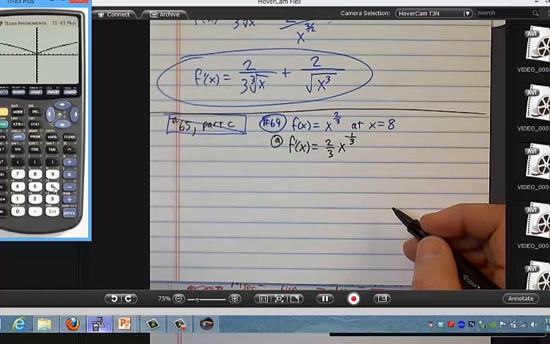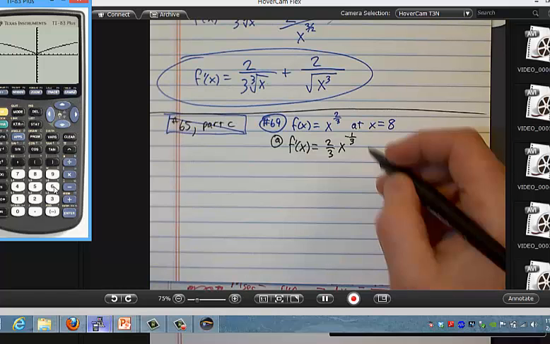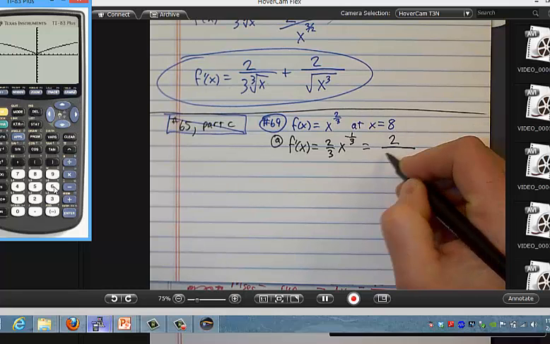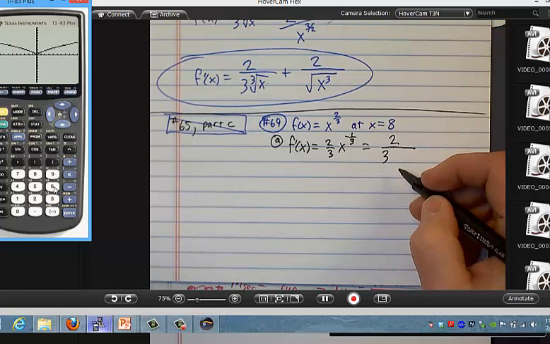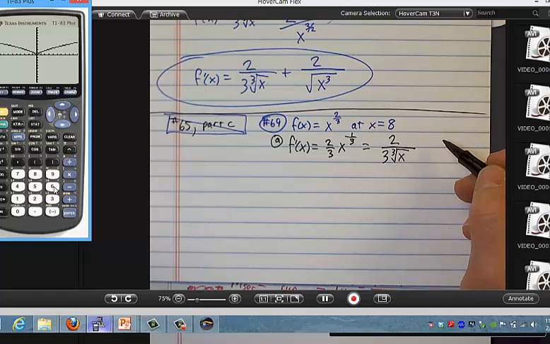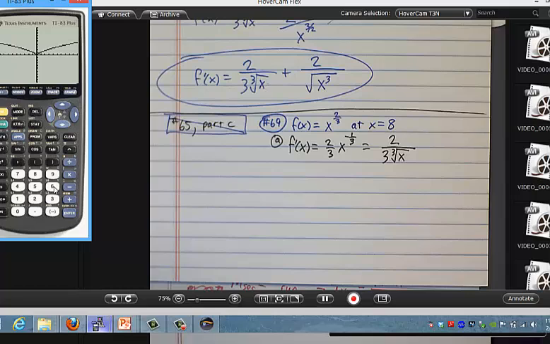How can I rewrite that? 2 over 3, what am I going to say next? What are you going to say? Cube root of x. By the way, you notice I can take the cube root of almost anything, right? You can't take the square root of everything, right? Because what happens if you take the square root of a negative? Right? We can't. It's imaginary.